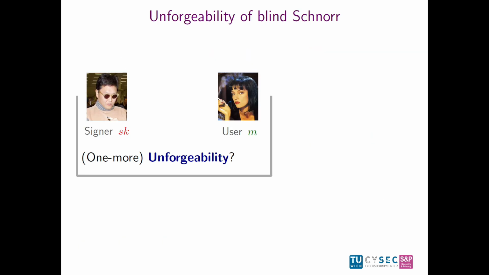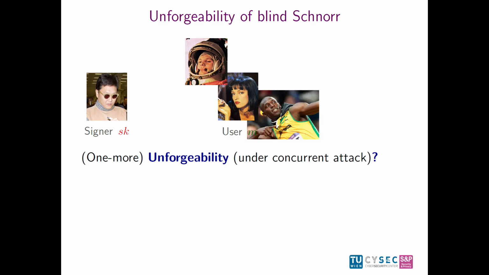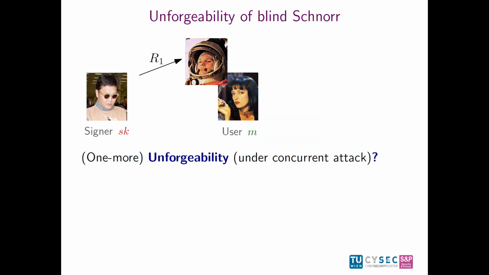And for this, let's first look into the notion that we actually want, which is unforgeability under concurrent attack. So here's the motivation for that. There might not only be one user, Yuma, but there would also be Usain and Yuri that all want signatures from Sai. And so say Yuri starts a signing session and then disappears into space. Then Sai can't just wait for the next message before starting a new session with someone else, because that would make him vulnerable to denial of service attacks. So we need to have concurrent sessions.